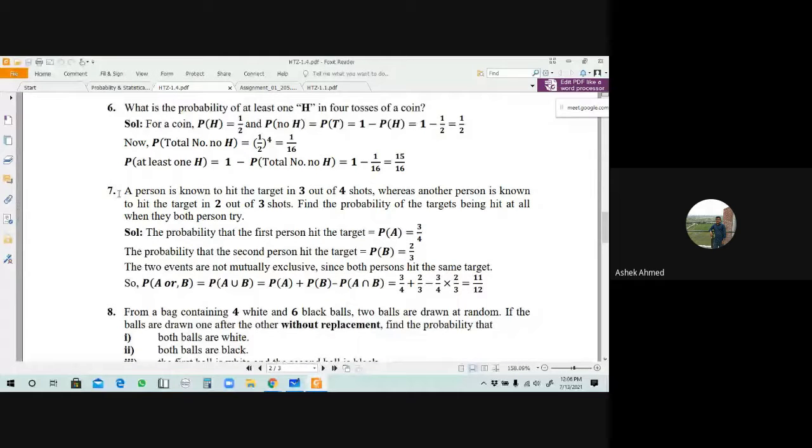Okay. You have to solve this problem. Example number 7 also. In the next class, I will discuss this. I am finishing here. A person is known to hit the target in 3 out of 4 shots, whereas another person is known to hit the target in 2 out of 3.